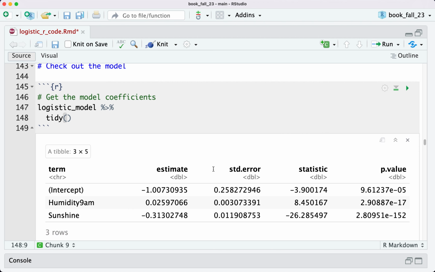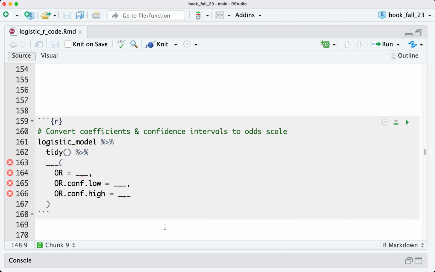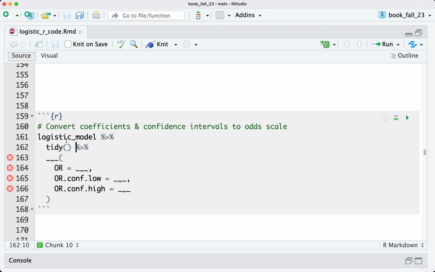So here we have a table of coefficients, but remember that by default, our logistic regression models are on the log odds scale. That is, we're modeling the log odds of rain tomorrow. And so the coefficient estimates are on that log odds scale. Also recall that we can transform these coefficients to the odds scale by exponentiating. And so we'll do that next. So we're going to take this tidy table, the same tidy table that we saw above, and tack on some new columns that transform the coefficients. To tack on columns, we can use the mutate function.